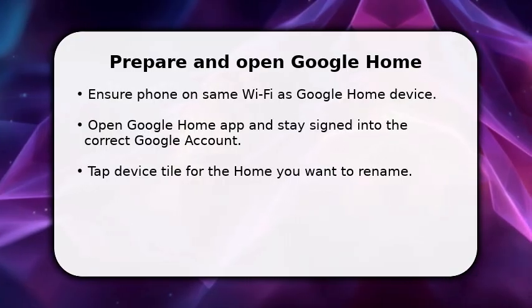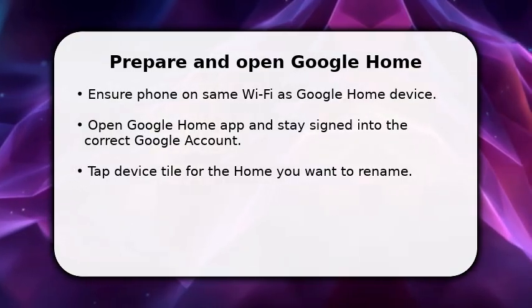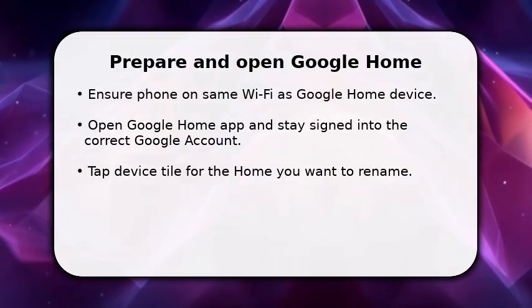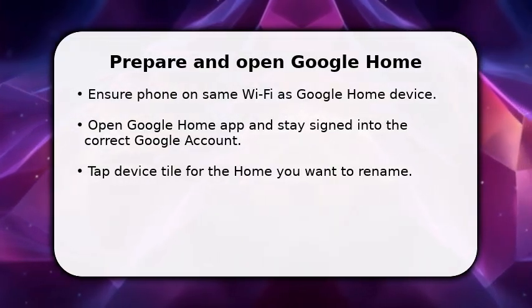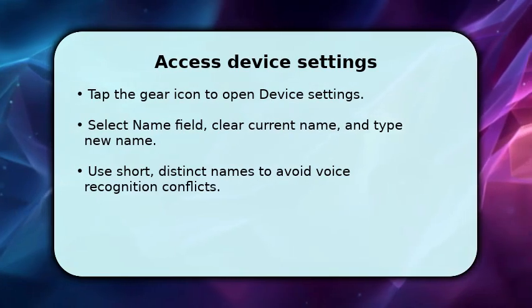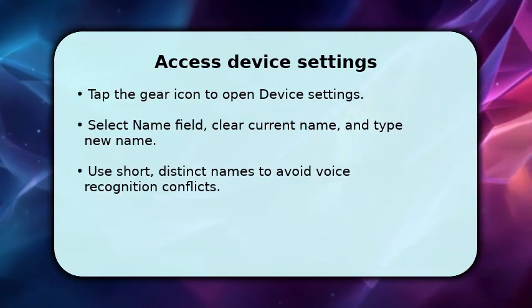This first step gets you into the device controls quickly so you can change the name without toggling networks or accounts, which often causes the app not to show all devices. Once in the device view, tap the gear icon to open device settings. This is where the name field lives.